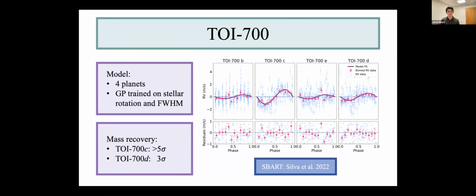So here are the results from a GP trained on the rotation period, as well as the full width half max. These are using the SBART radial velocities for now, and hopefully in the next few days, once I find a minute or two, we'll repeat the process using line-by-line radial velocities. For now, there are strong mass recoveries for 2 of the planets.